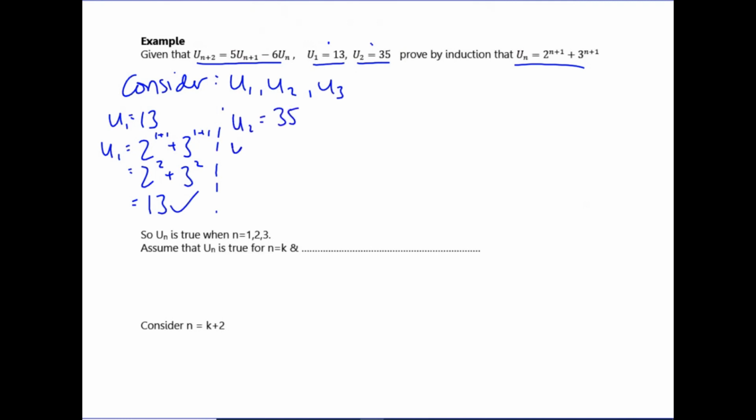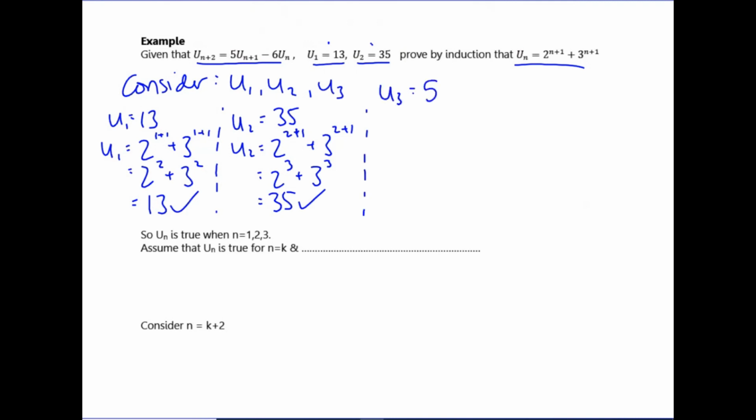U_2 is 35. From the nth term formula, that's 2 to the 2 plus 1 plus 3 to the 2 plus 1. And that's 2 cubed plus 3 cubed. So that's 8 plus 27, which is 35. That works. And finally, we have to show that it works for U_3.